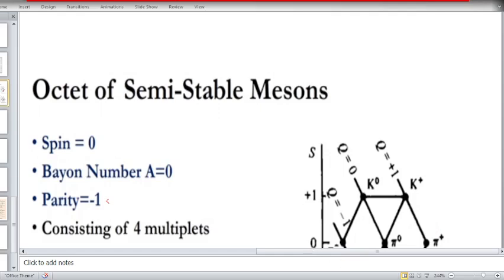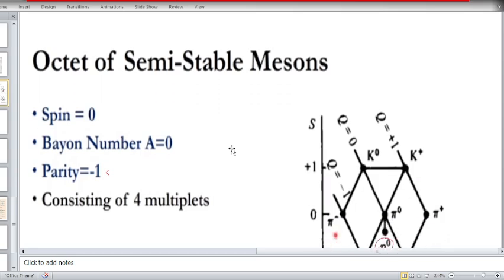Okay, in the last class we discussed the classification of elementary particles and the grouping of hadrons. In that grouping of hadrons, we first discussed the Sakata model, and then we discussed the eightfold way. We will just start from that eightfold way here. In the eightfold way, the first one is the octet of semi-stable mesons.